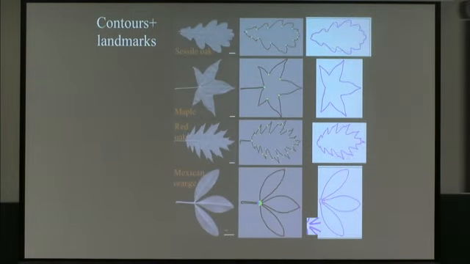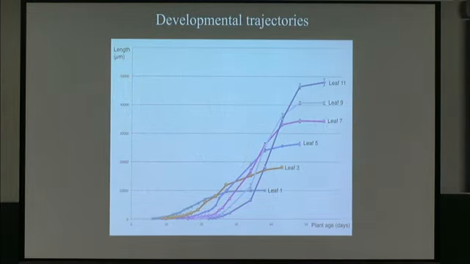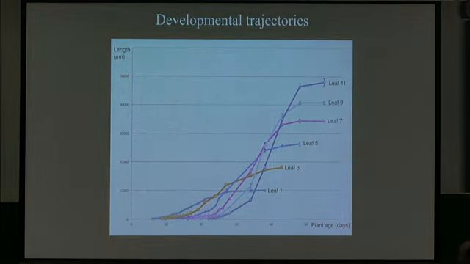We applied it to various species, and in many cases the gray contours here are what you get without taking landmarks into account. If you take the landmarks into account, you get more representative averages. This is true also for hands, so that was a fun exercise. And now, how to get developmental trajectories. By looking at a large number of samples, we can look at how length changes with the age of the plant. These are trajectories for different leaves.